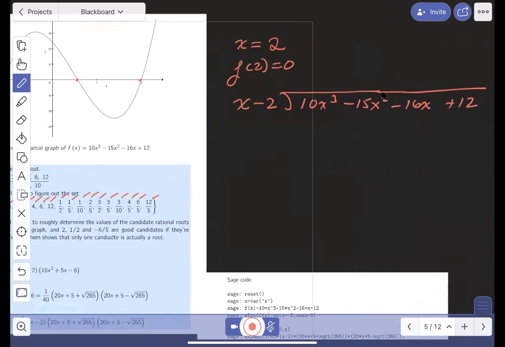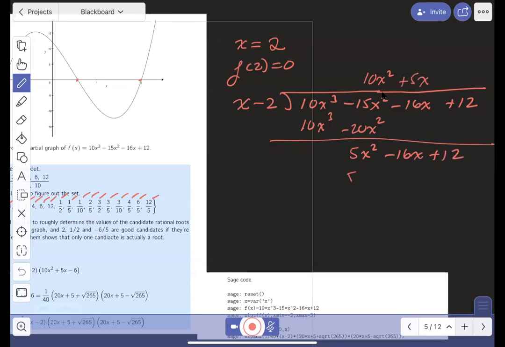All right, let's take a look. What I'm going to do here is just do it. I'm going to say 10x squared. That's 10x cubed minus 20x squared. Subtract. And what do you get? 5x squared. Let's keep going. Plus 5x. That will give you 5x squared minus 10x. And what does that give when you subtract? Minus 6x plus 12. What do you get there? Minus 6. Minus 6x plus 12, remainder 0.